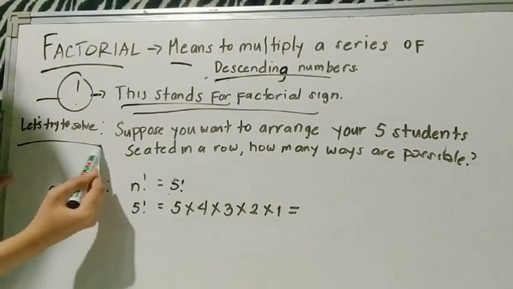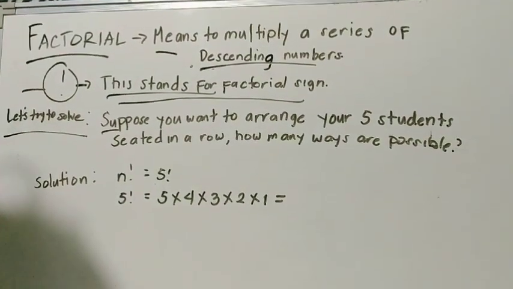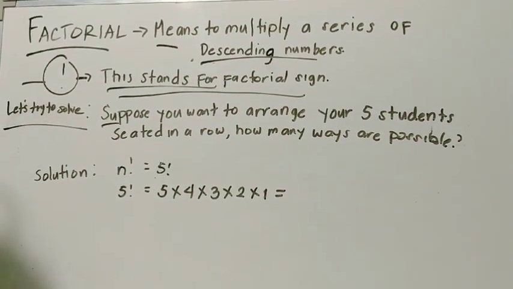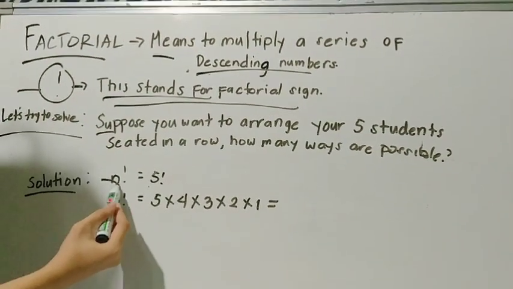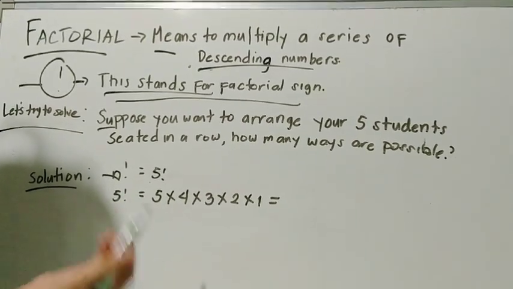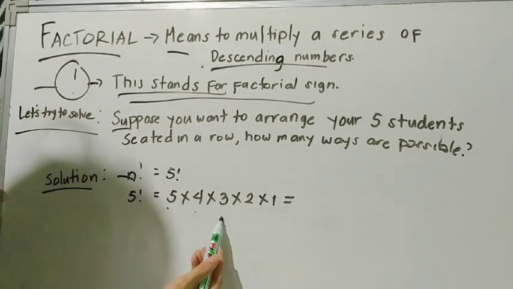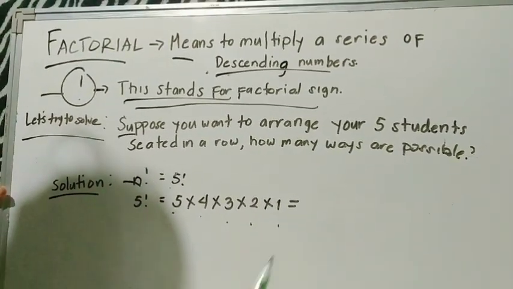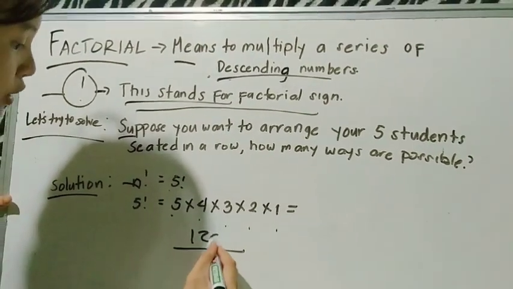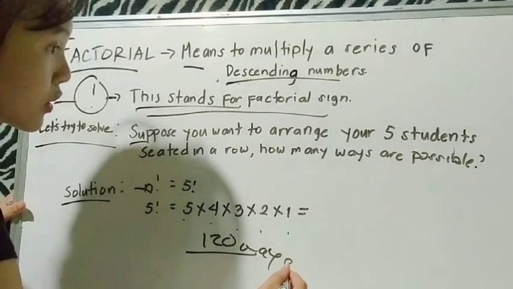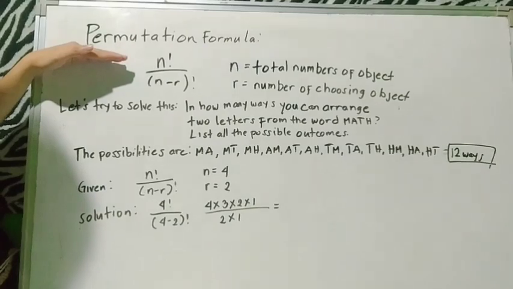Let's try to solve this. Suppose you want to arrange your 5 students seated in a row. How many ways are possible? The solution is n factorial, which is equal to 5 factorial. 5 factorial is equal to 5 times 4 times 3 times 2 times 1. So what is the answer? There are 120 ways to seat them in a row.